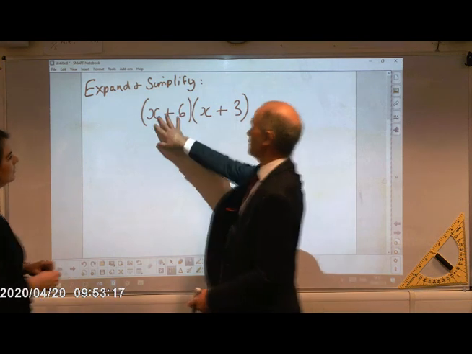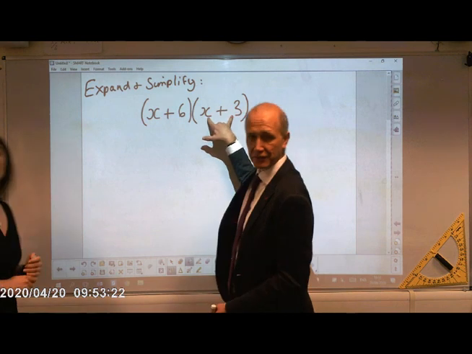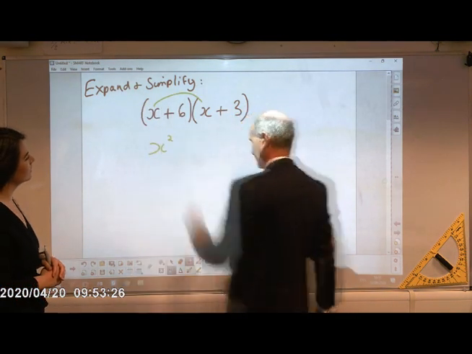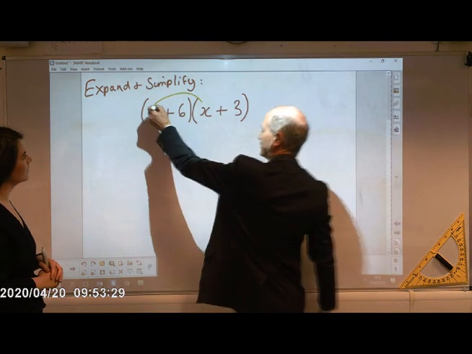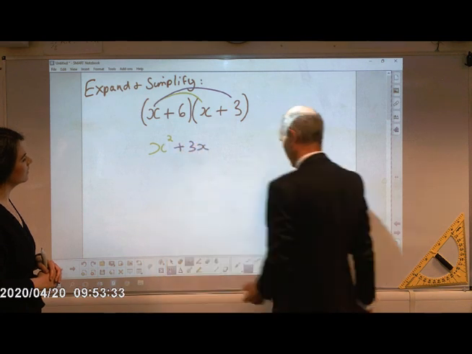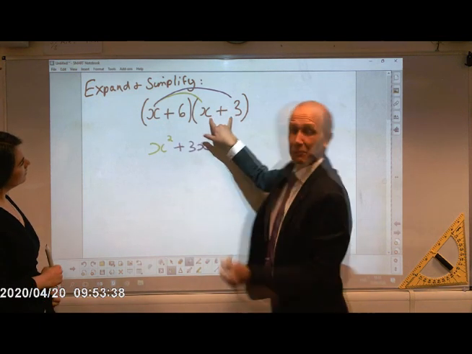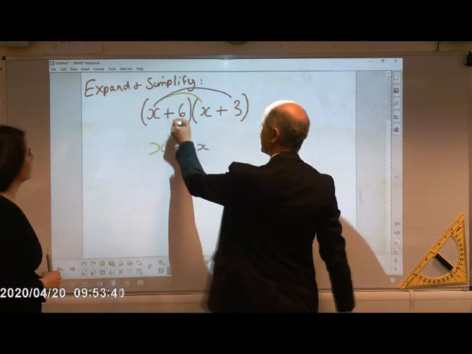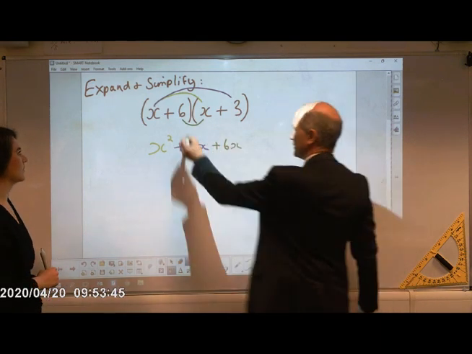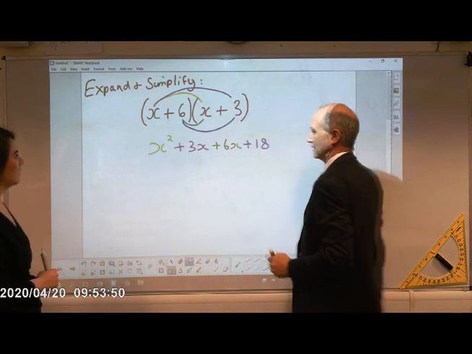So I'm going to multiply everything here by everything here. I'm going to start with this x and multiply it by both of these 2 terms. So I'm going to do x times x, which gives me my x squared. I'm then going to do the same x times plus 3, which gives me 3x. I'm then going to do the 6, because I finished with this x. It's been multiplied by both of these. So now I'm going to do the 6 times x and get plus 6x. And finally, I'm going to finish with the 6 times the 3 and get plus 18. Lovely. So you've done your expand.